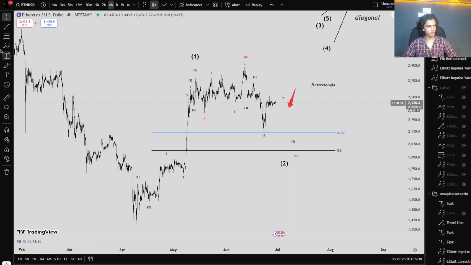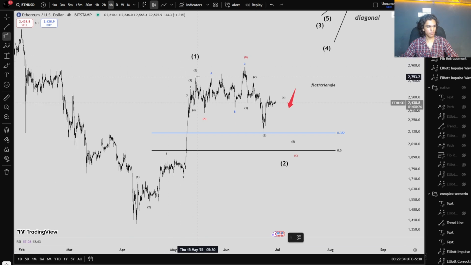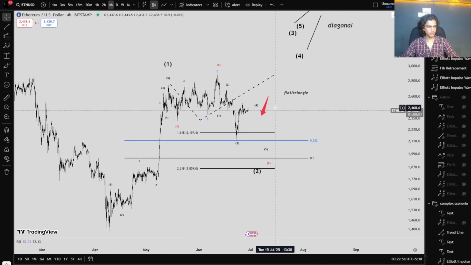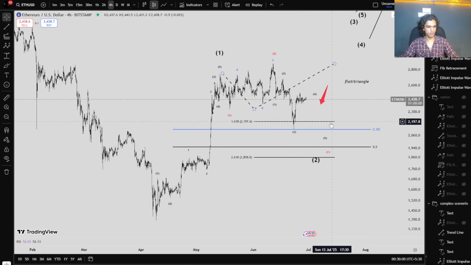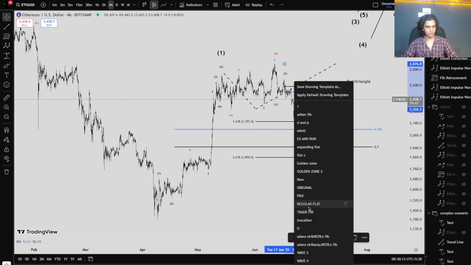And if you go with flat, if you measure the flat where the C wave can extend, we can see here clearly. So these are the targets for me for the C. And another target is like this. So it has already mitigated this 1.618 fib level. So another target that I'm expecting for the market to do is this.